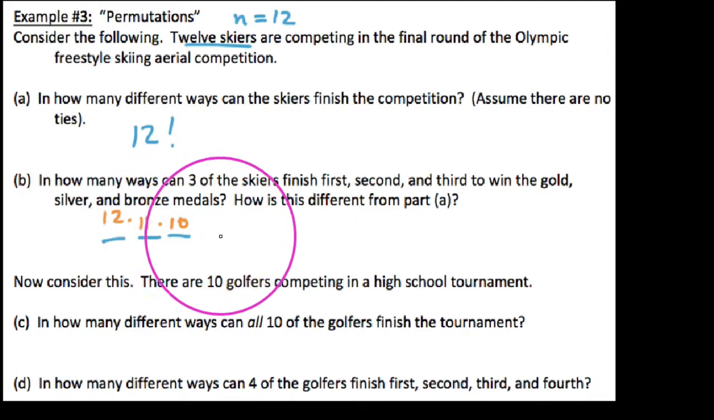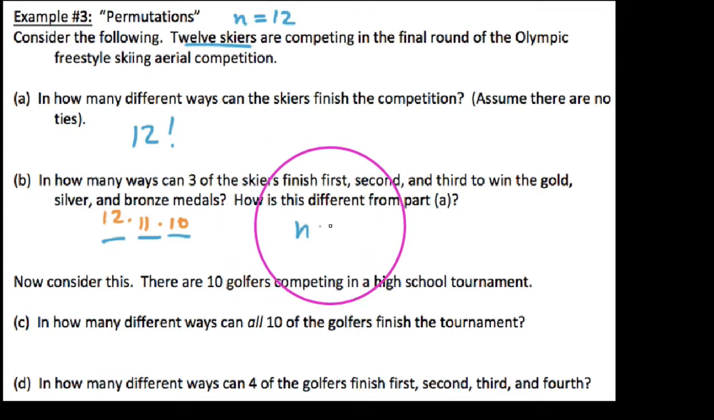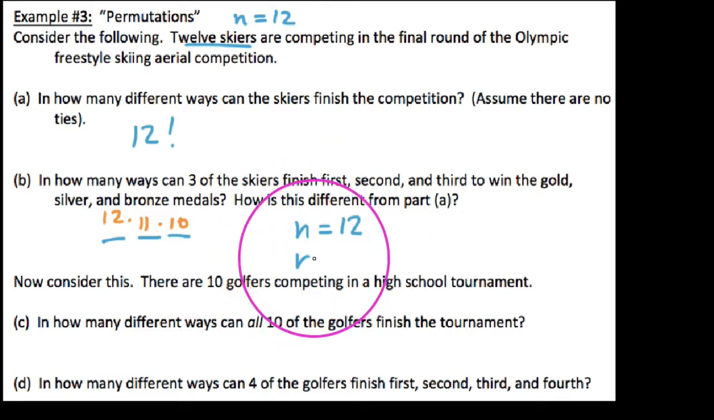What I want to do is write this in other words. We say having 12 total objects, but the only ones that I want to rearrange are 3 of those, and those would be our gold, silver, and bronze finishers.